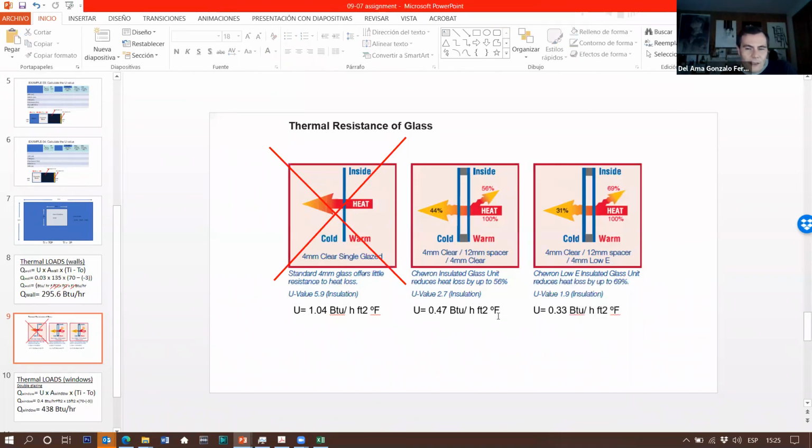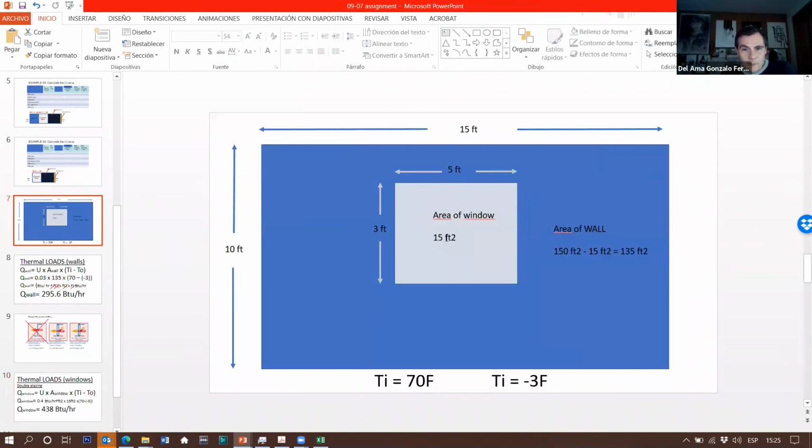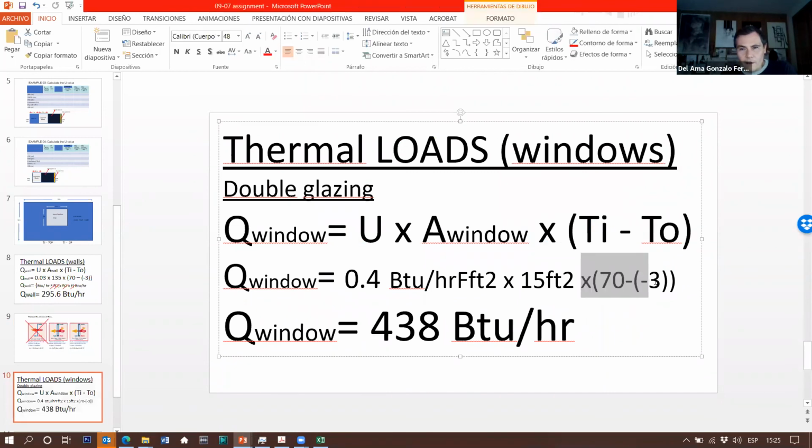Anyway, an average is like 0.4. So imagine that the U value of a window is 0.4. The area of the window was 15 square feet. And the temperature difference is the same, 70 minus -3. This is the thermal load through the window.